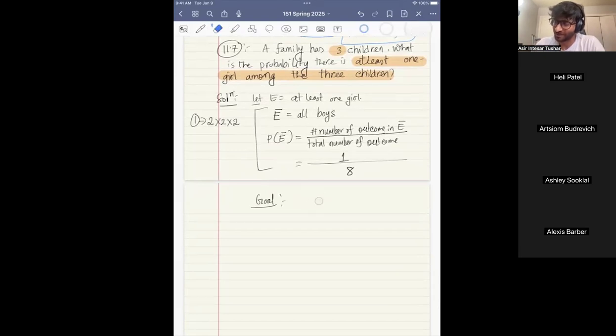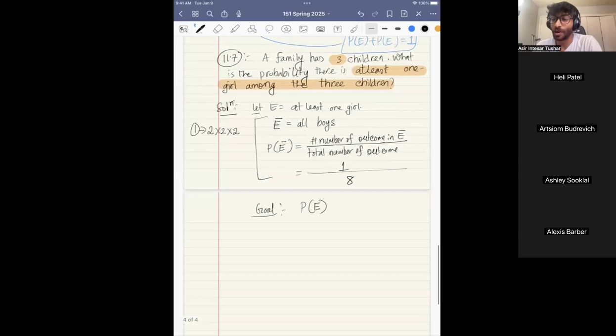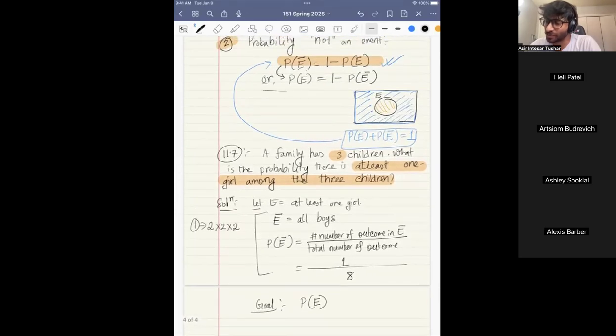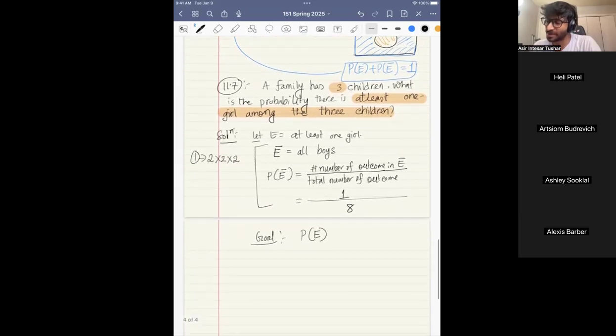Sorry, I'm going to write this again. Probability of E, right? At least that was our goal. But what we found was the probability of E complement. So from this one, the second one, from our property, what we can say is that probability of E equals 1 minus probability of E complement, or 1 minus 1 over 8, or 7 over 8. That's our answer.